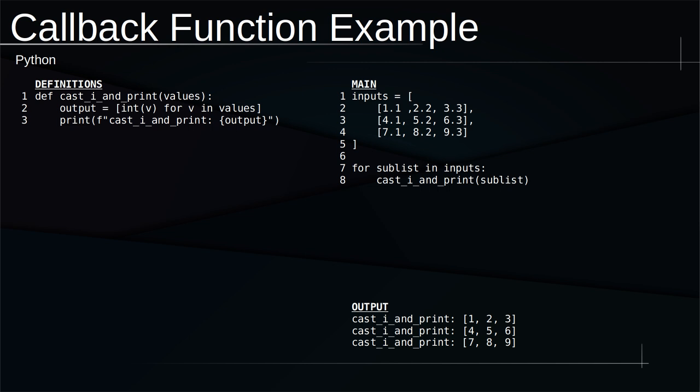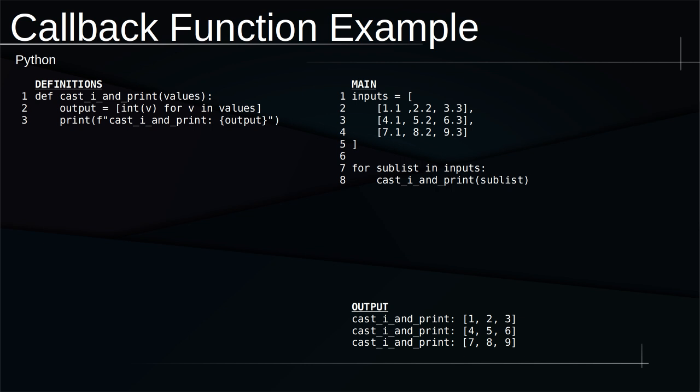Suppose we want to cast a list of numbers to integers and print the resulting list to the terminal. In the top left, we define a function called cast_and_print that takes a list and, in line 2, iterates over each element in the list to cast it as an integer. Then prints the function name and the result in line 3.